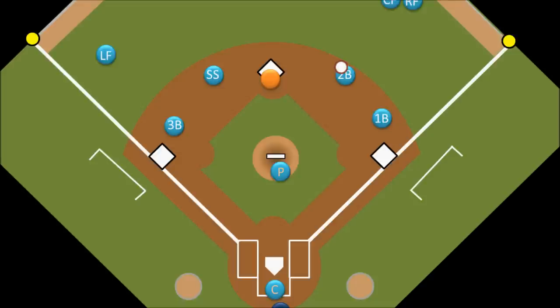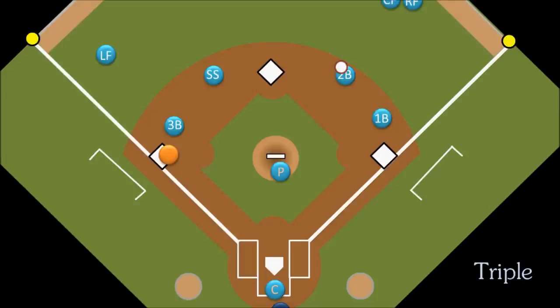If the batter stops at second base, we call that a double. And if the batter can hit the ball and run the whole way around to third base, as you may have guessed, that is called a triple.